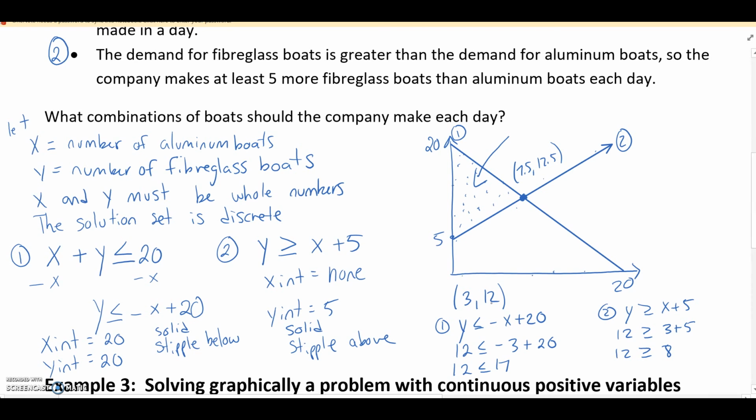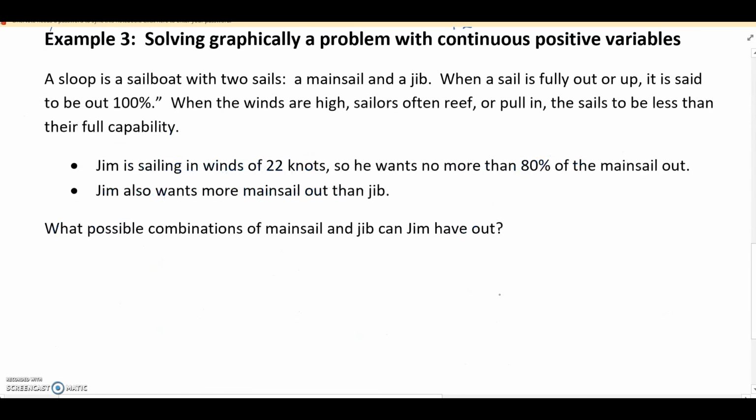So in this case, what I have here is 3 plus 12, or 15 boats total, with 9 more fiberglass than aluminum. Okay? Now we have one more example here, but I'm actually not going to go through it. I can fill out the solution for you. I don't love this example. It's not really easy to figure out what they're asking about.